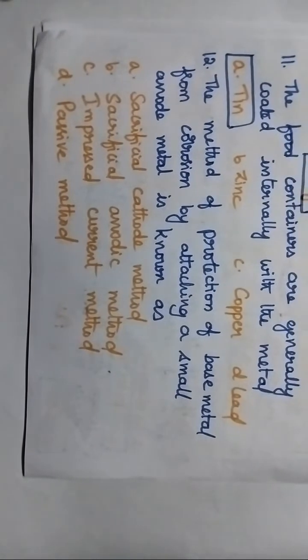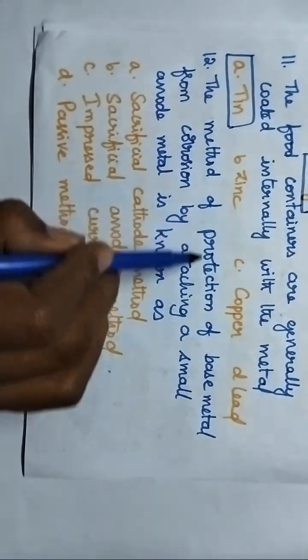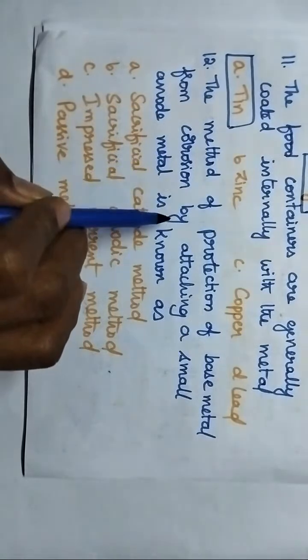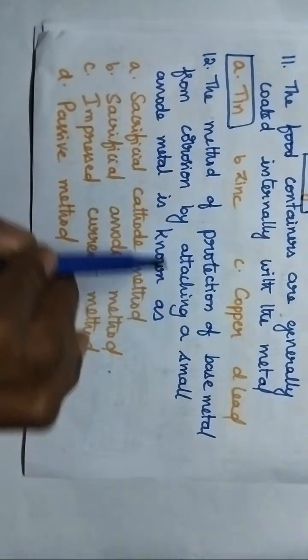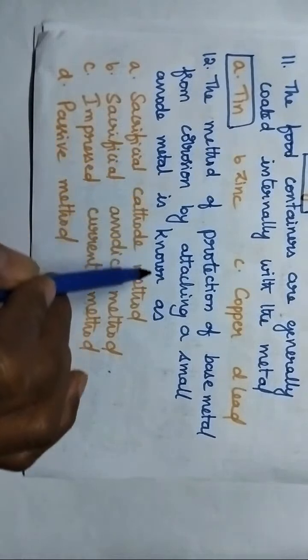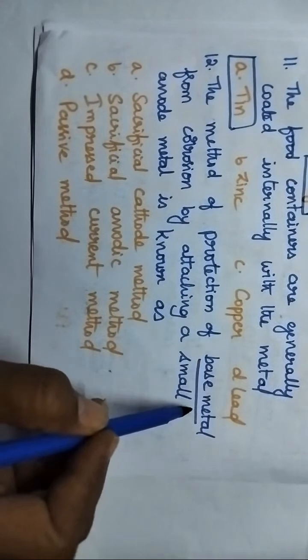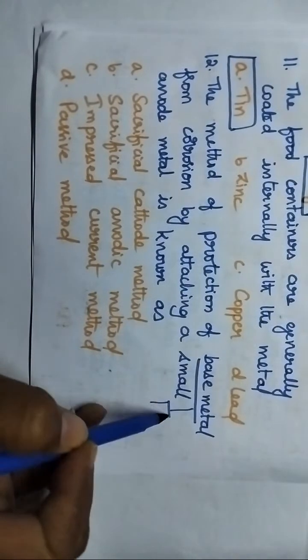Next, moving to the 12th question. The method of protection of a base metal from corrosion by attaching a small anode metal is known as. So, in order to protect a base metal from corrosion, if a small anode is attached, then that method is called as. Option A, sacrificial cathode protection. B, sacrificial anodic method. C, impressed current method. D, passive method.